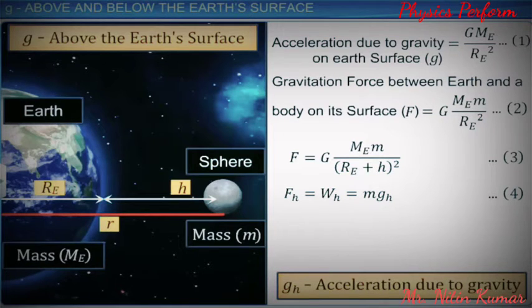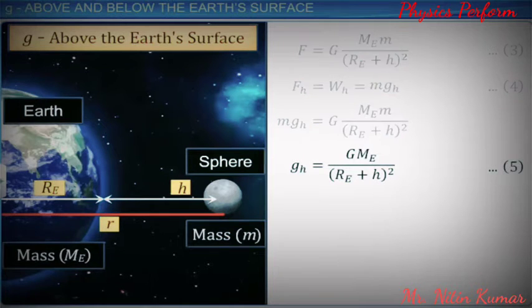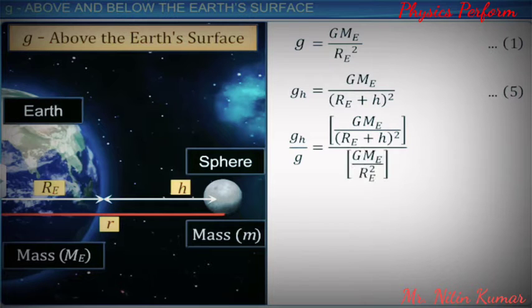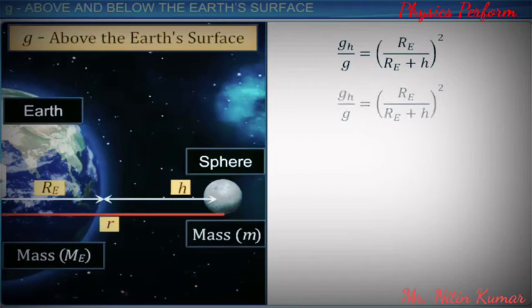Let this expression be equation 5. Comparing equations 1 and 5, we get the ratio of acceleration due to gravity at a given height to that on the surface of the Earth. Simplifying the expression, we get acceleration due to gravity at a given height as in equation 6. Gh is equal to g into 1 plus h by Re to the power minus 2.